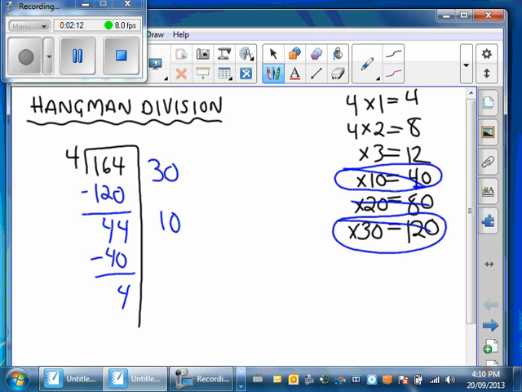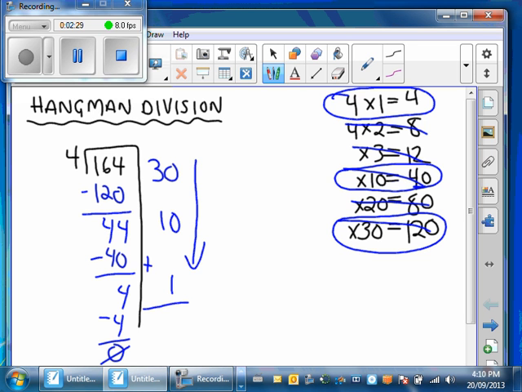Well, this is now done, and we are left with 4 times 1 is 4. And as you can see, we have no remainder. All we have to do now is tally up everything that we have already taken out, and we've got 30 plus 10 plus 1 is 41.